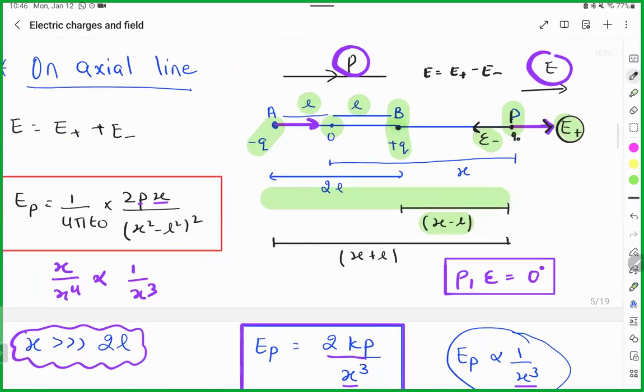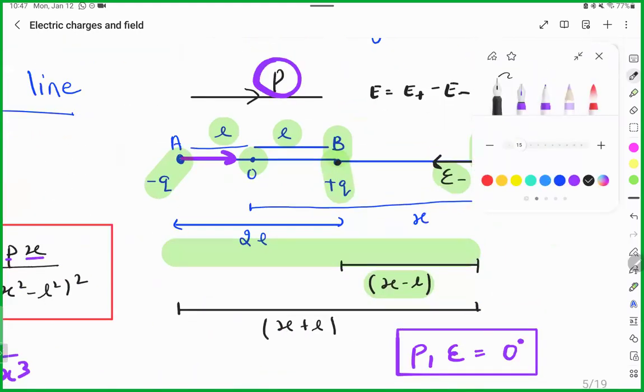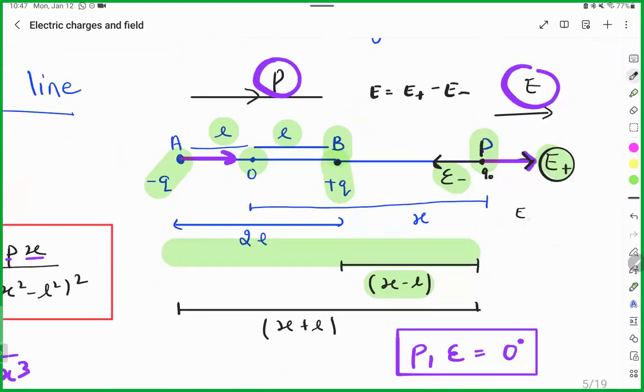First, you will calculate E positive. This part, Sarah, I'm doing only for you. If you calculate E positive, how will you calculate it? K, Q, Y. What will be the distance from the plus charge? X minus L whole square. If you take E negative, then K times minus Q divided by X plus L whole square. And then you calculate the net. Further will be only mathematical calculation, nothing else. Understood, guys?